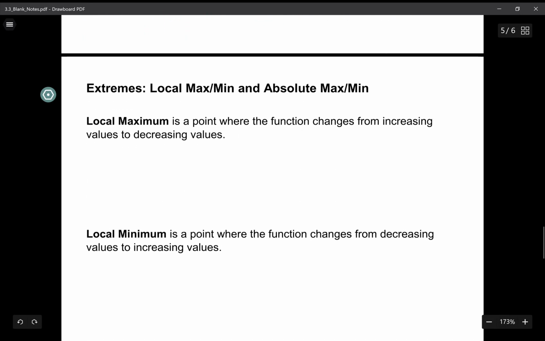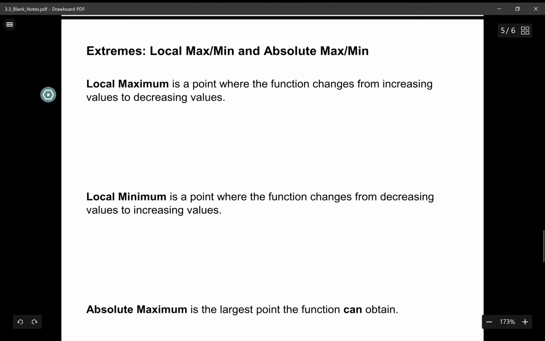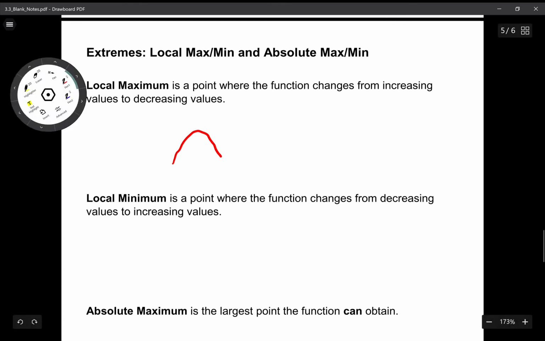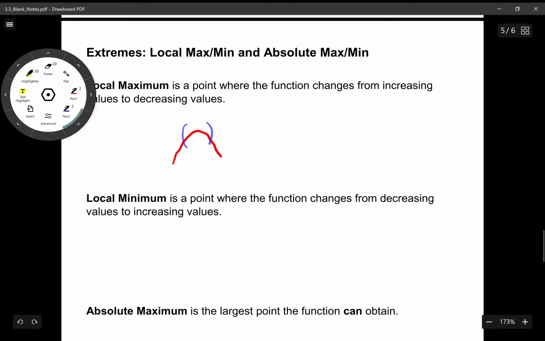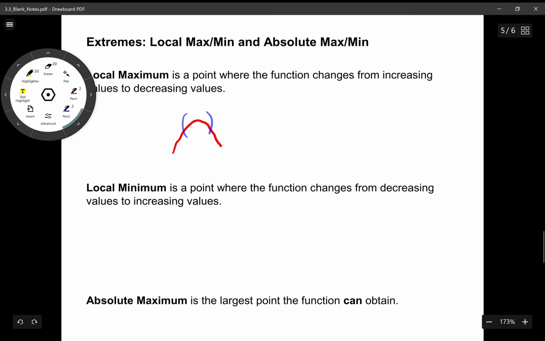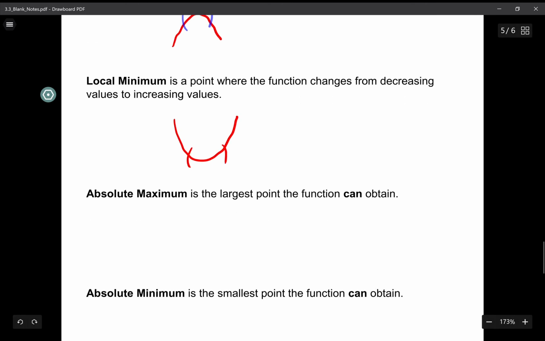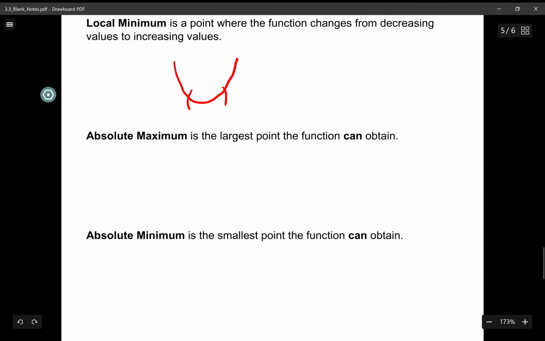All right, let's talk about local max, local min, absolute max, and absolute min. A local max is a point on the graph where it goes from increasing to decreasing. We call that a local max because if you draw a little interval around this area, it's going to be the highest point in the area. A local minimum is where it changes from decreasing to increasing, and the same idea, in the little area around there, it's the lowest point. An absolute max is the largest value the function can obtain, and an absolute min is the smallest value the function can obtain, overall, the whole thing.